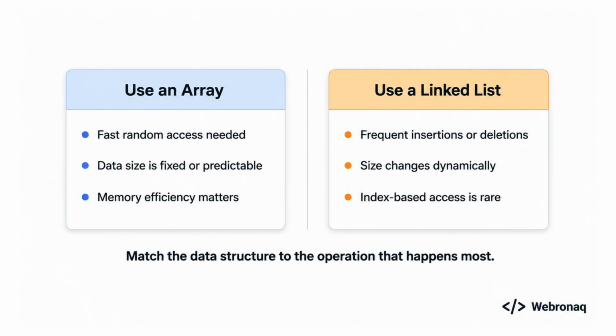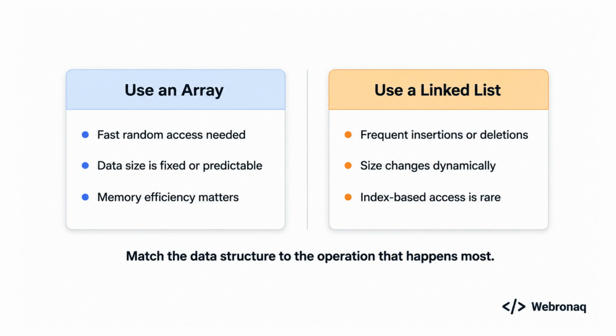Here is the simple rule. If your program reads by index often and the size stays predictable, go with an array. Fast access, tight memory, no overhead. But if you are constantly inserting or removing items, especially near the front, a linked list is the better fit. Those operations are constant time there, versus linear time in an array.